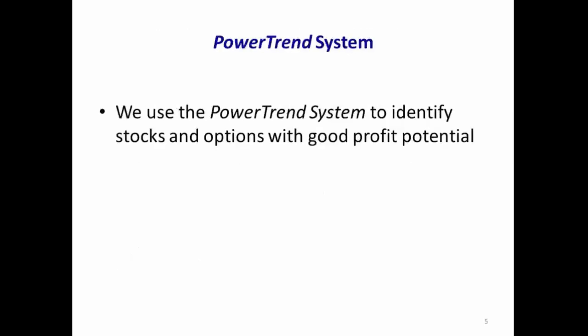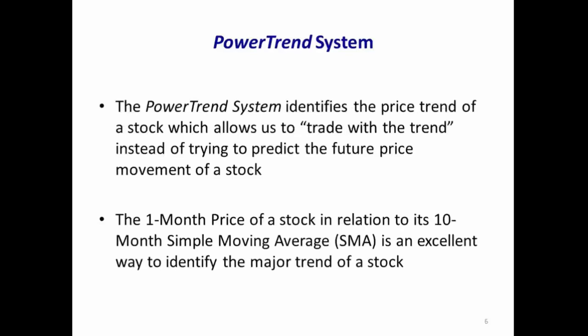We use what we call the PowerTrend system to identify stocks and options with good profit potential. And the PowerTrend system identifies the price trend of a stock, which allows us to trade with the trend instead of trying to predict the future price movement of the stock. And we found the 1-month price of a stock in relation to its 10-month simple moving average is a good way to identify the major trend of a stock.